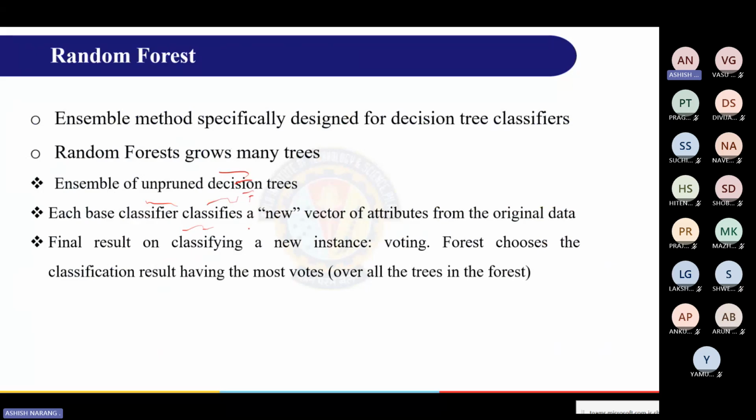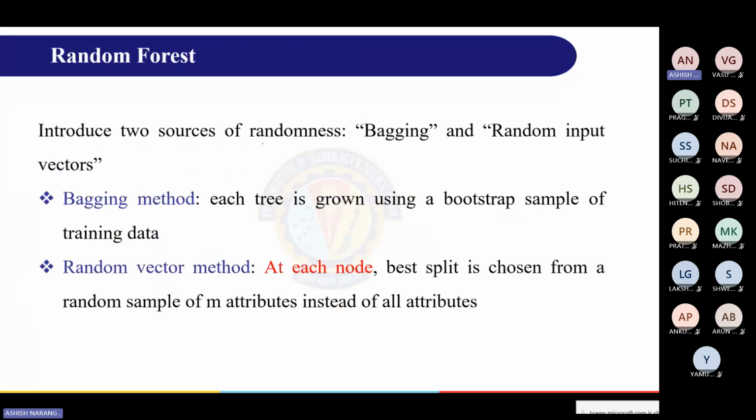Each base classifier classifies a new vector of attributes from the original data, right? As I told you, it is going to pick up some attributes. The final result of classifying the new instance is by voting. The forest chooses the classification result having the most votes. So you're coming up with multiple decision trees.